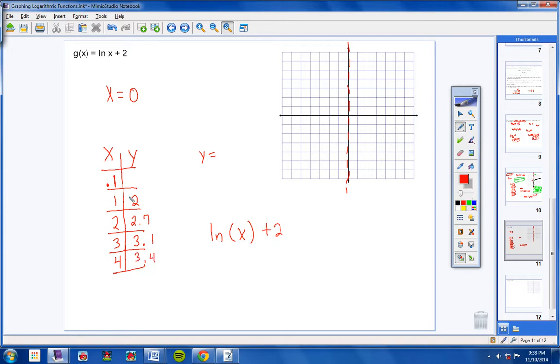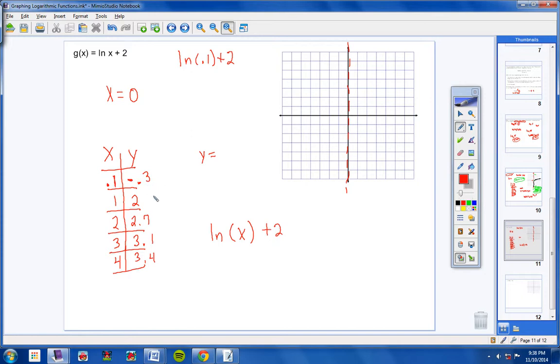Now what about 0.1? Let's find out. Natural log of x, so natural log of 0.1, close the parentheses, plus 2. Come out of your graphing mode, go to your regular blank screen, then type in natural log of 0.1 plus 2. Enter. And you should get negative 0.3.